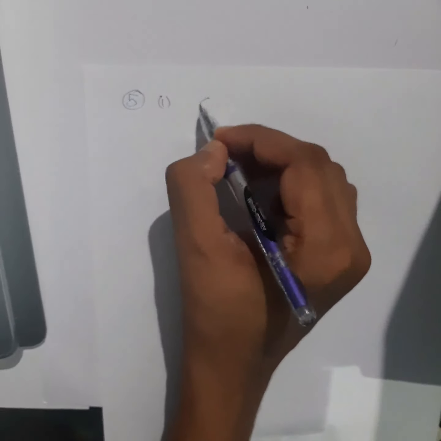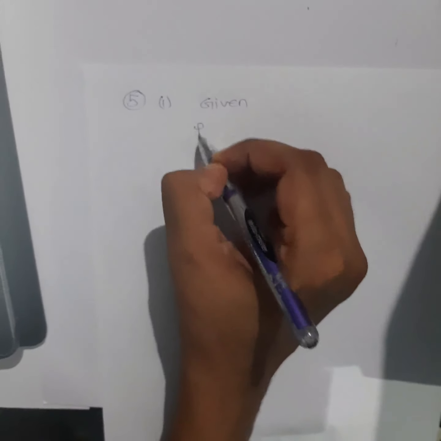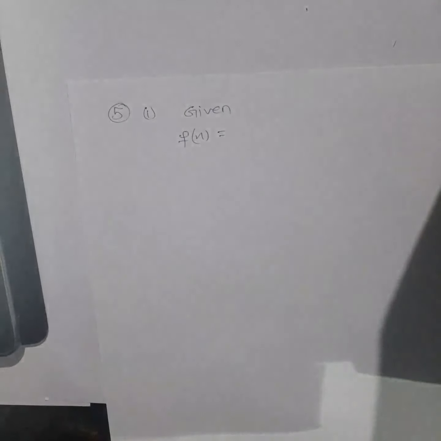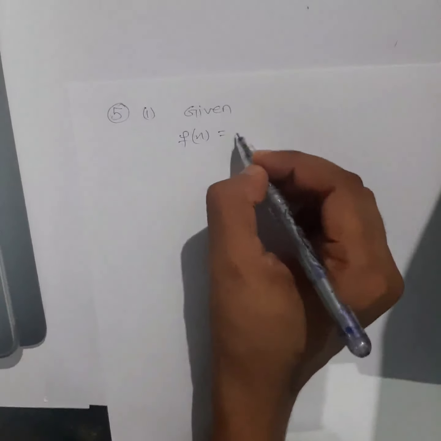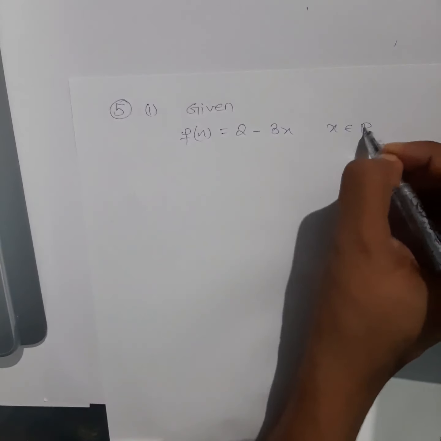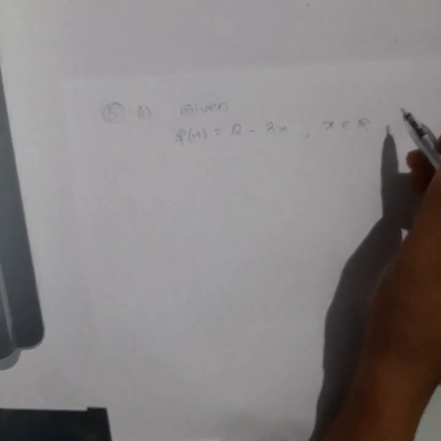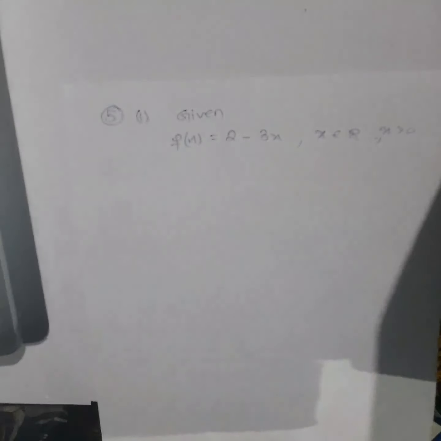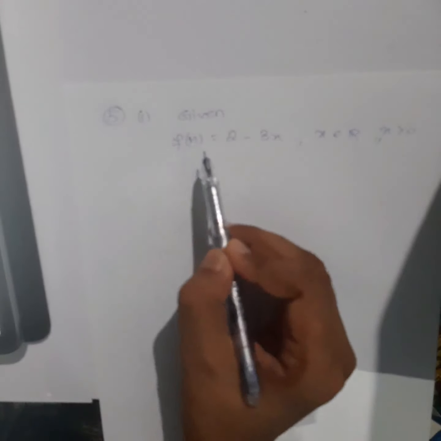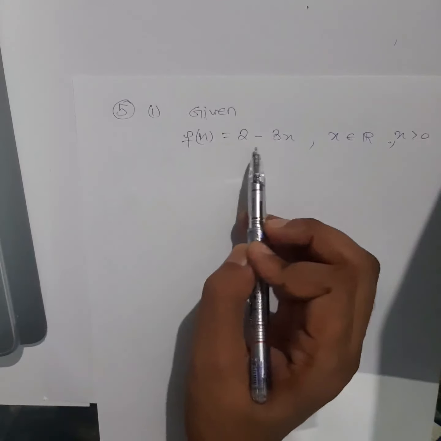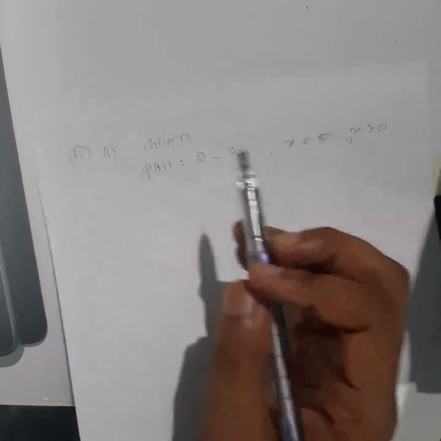Number 5, 1. What is given? Given f of x is equal to 2 minus 3x, where x belongs to the set of real numbers. Okay, and x is greater than 0, they have said. So they have given a function, this one. Now from this function I have to find out the range.